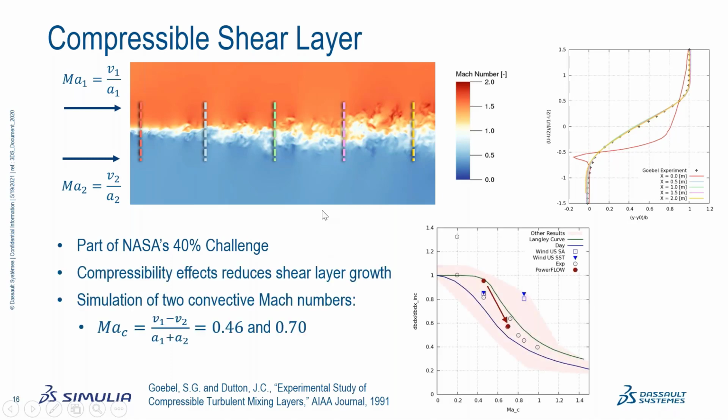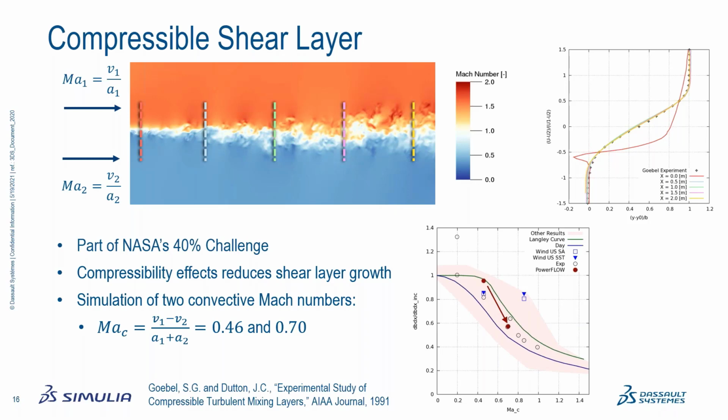Now, what we did is we looked at the compressibility effects in the shear layer. What this means is that the compressibility reduces the shear layer growth. So the higher the Mach number difference, or the convective Mach number as defined here, the longer it will take for the shear layer to grow.